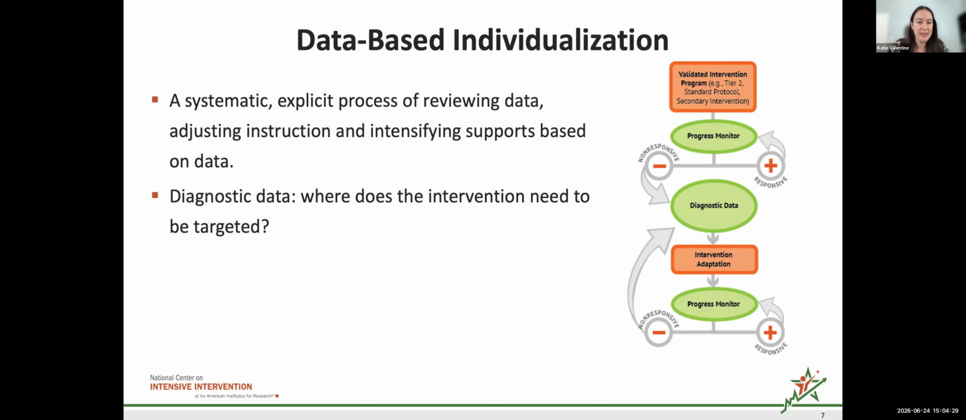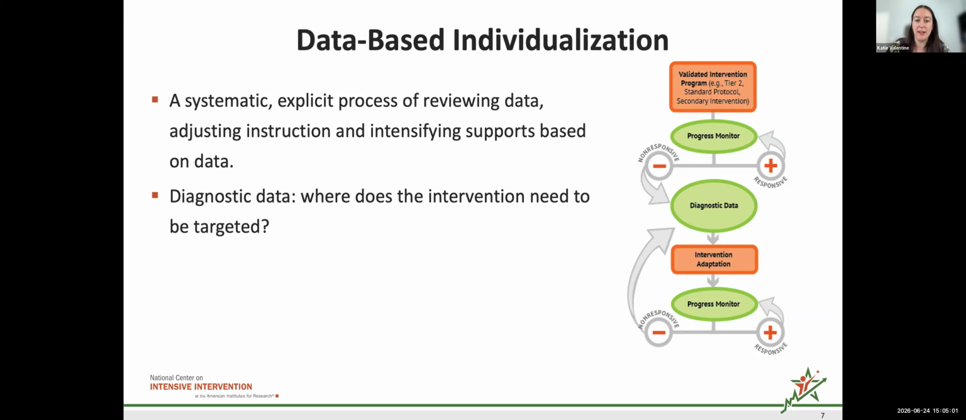So data-based individualization, if you're at all familiar with DBI or NCII's work in this area, you've probably seen this graphic before. If you're not, I highly encourage you to check out the amazing resources that they've put out about this process. But just to set the stage for everyone joining us today, I'm defining data-based individualization, or DBI, as a way of reviewing student data and adjusting instruction based on that data.